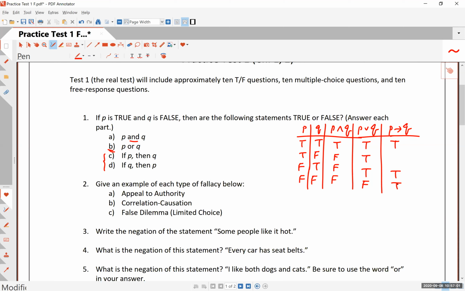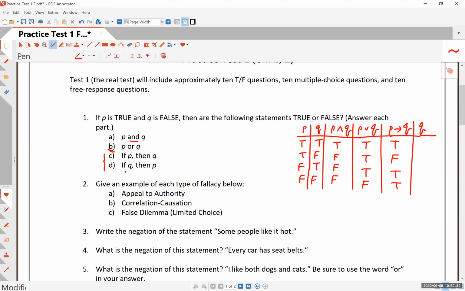The only time that if P, then Q, or if I live in California, then I live in the United States, could be false is if you find at least one person, a counterexample, who lives in California but not in the United States. If such an example is found, then the statement will be false. So these are the truth values for if P, then Q.